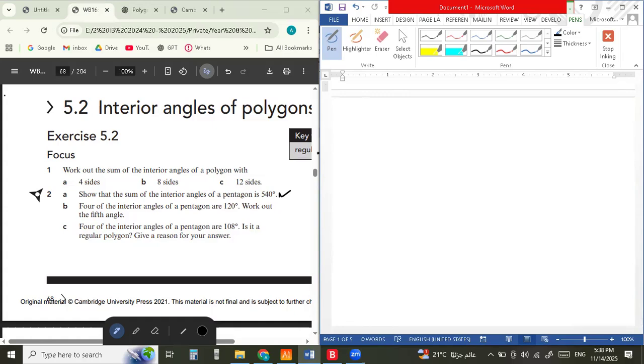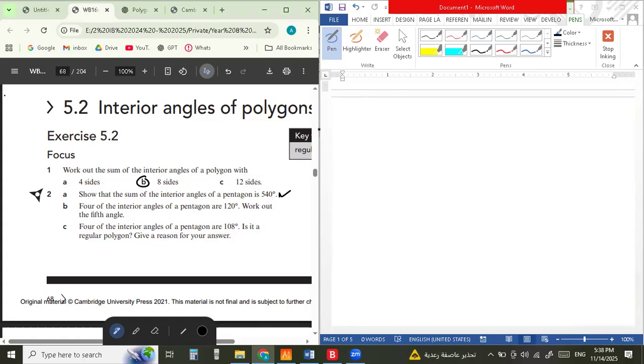Alright, so the first question here says: work out the sum of the interior angles of a polygon with 4 sides, 8 sides, 12 sides. We're going to do one of them. Let's choose, for example, 8 sides, and the rest are exactly the same. I'm going to show you how to do the rest.